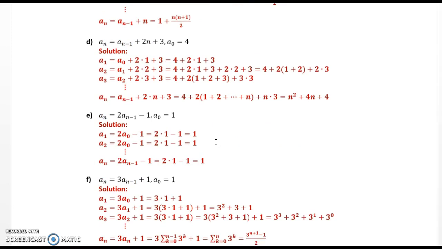D, a sub n is equal to a sub n minus 1 plus 2n plus 3, a sub 0 is equal to 4. We have a sub 1 is equal to 4 plus 2 times 1 plus 3. a sub 2 is equal to 4 plus 2 times 1 plus 2 plus 2 times 3. And a sub n is equal to n squared plus 4n plus 4.